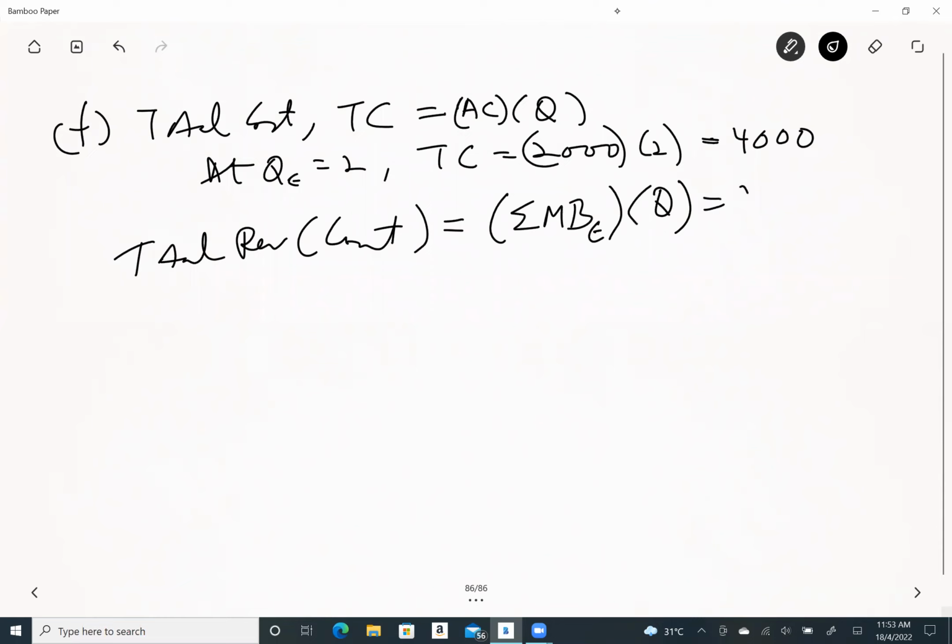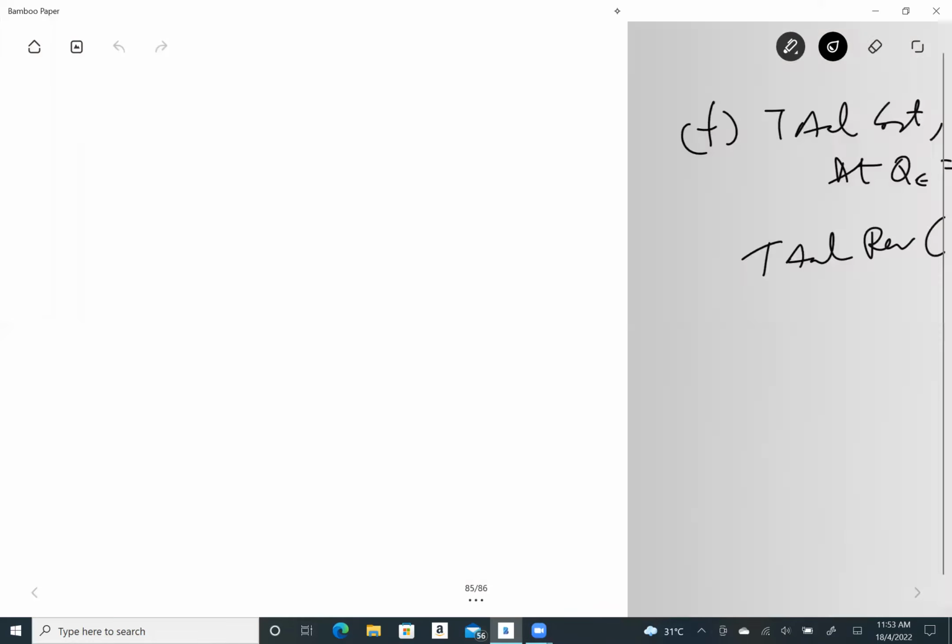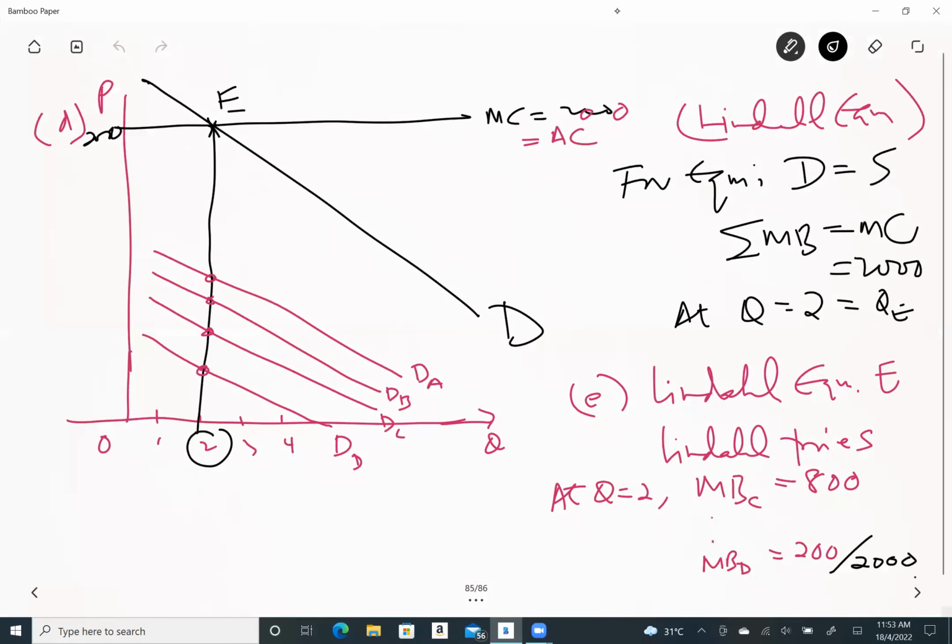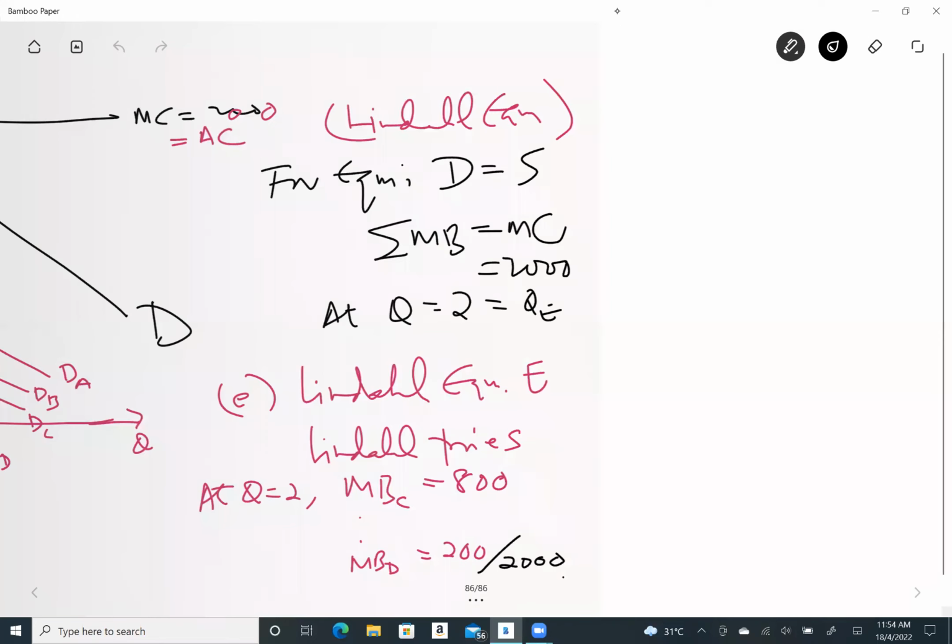Okay, so you got 2,000 times 2, which equals 4,000. Or you can go by per person. Here MB of C at Q equal to 2 is 800. How many units are there? 800. How many are there? 2. So you multiply 800 by 2, and you get a number.